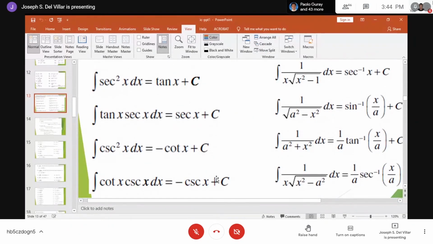Para maintindihan nyo, sabi ko baga, pwede nyong i-apply to. Okay? Okay? Itong integral ni cotangent x cosecant x is simply negative cosecant x. So apply nyo tong formula na to, no? So balikan natin, ha?